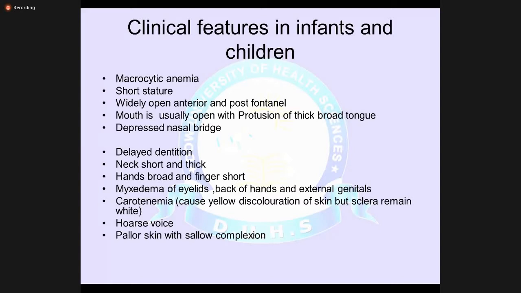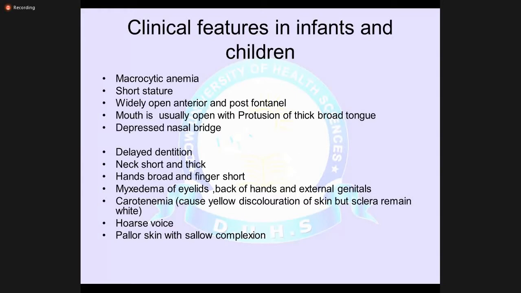Similarly, the mouth is usually open with protrusion of a thick, broad tongue, and there could be a depressed nasal bridge and delayed dentition. There could be a neck which is short and thick. And if you see the hands of these infants and children who have hypothyroidism, the hands will be broad and the fingers will be short. And there will be myxedema of the eyelids.